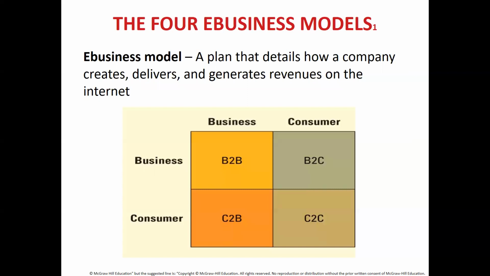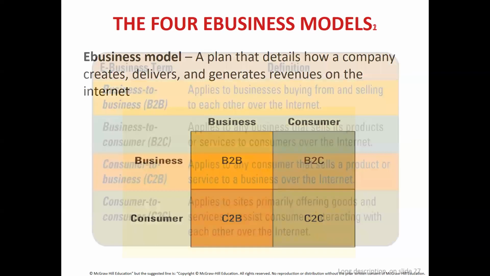There are four e-business models. An e-business model is a plan that details how a company creates, delivers, and generates revenue on the internet. There are four e-business models: business to business, business to consumer, consumer to business, and consumer to consumer.